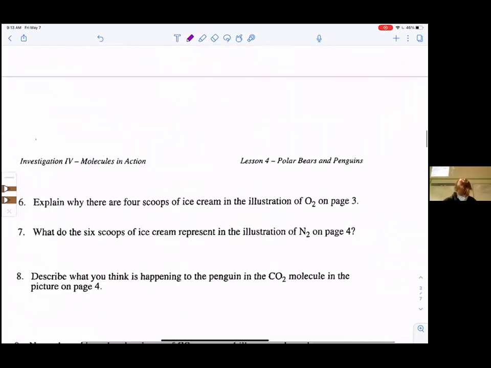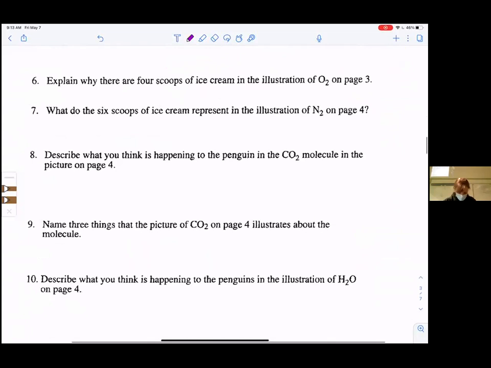Okay, halfway done. Why were there 4 scoops of ice cream in O2? We talked about this. Oxygen, remember, has 6 valence electrons. So if we draw a Lewis dot diagram for oxygen, we've got 2, 3, 4, 5, 6. And we see that we can form a bond here and a bond here. So oxygen ends up forming a double bond.